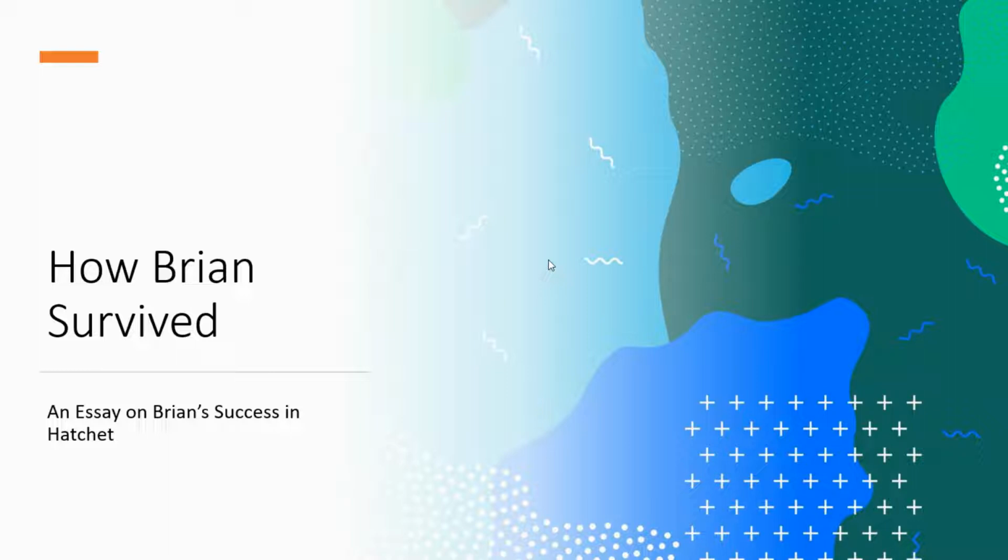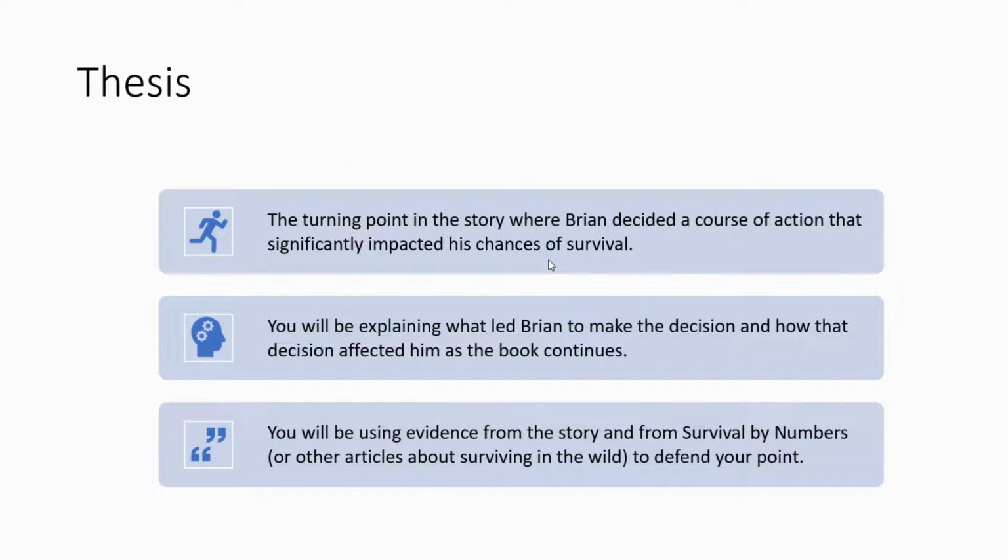Because I said I want at least 3 points of evidence, it would make the most sense for you to have every paragraph be a different part of the book, or use different resources. So what I'm going to do is quickly review what we talked about yesterday, and then give you an example paragraph of what mine looks like, highlighting its important features. This is all about how Brian survived, and it's our essay on Brian's success in Hatchet.